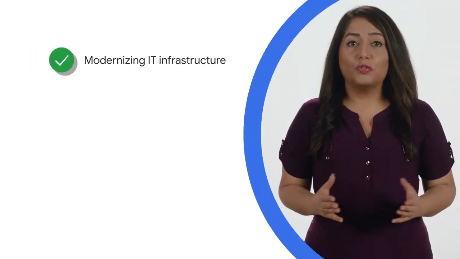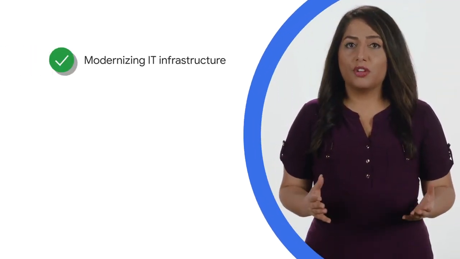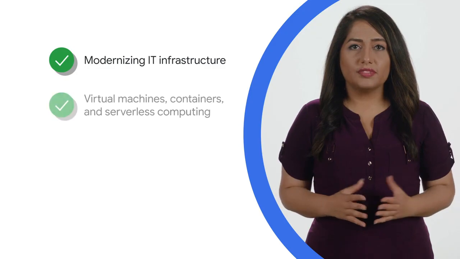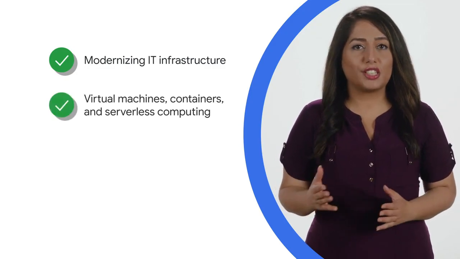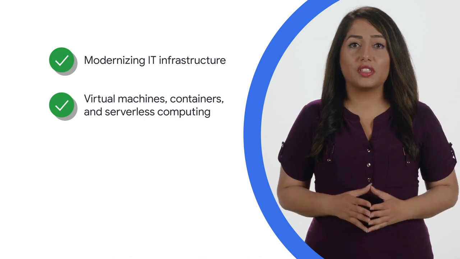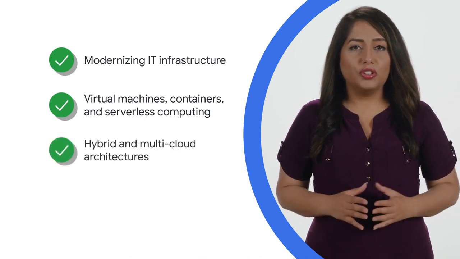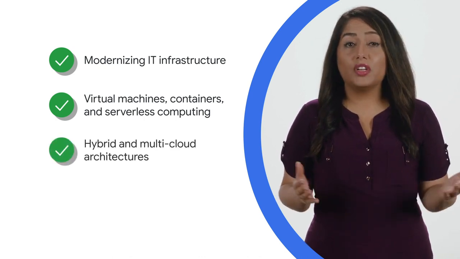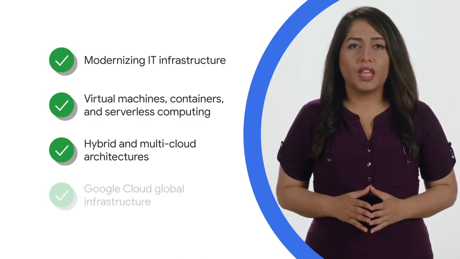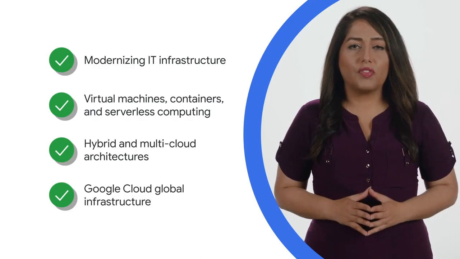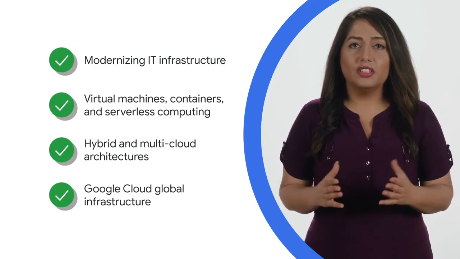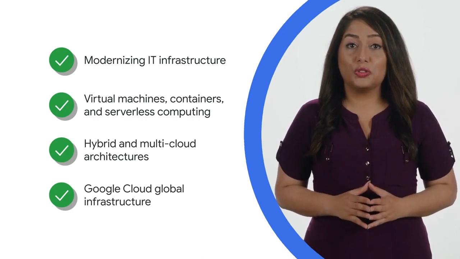So far, you've learned about the benefits of infrastructure modernization, the various compute options available, including virtual machines, containerization, and serverless computing. You've learned the difference between private, hybrid, and multi-cloud strategy, and the benefits of the global infrastructure that Google Cloud provides. Now, let's look at some specific Google Cloud solutions.